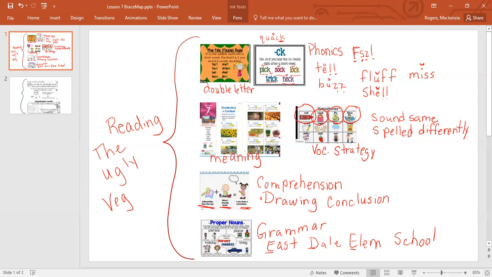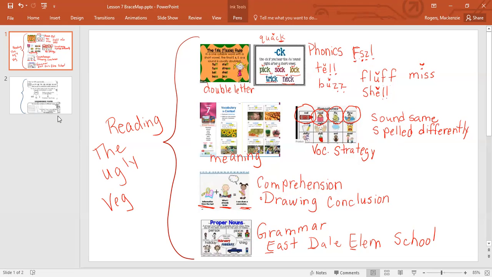So our focus skill is the FSZL rule, FSZL double after a short vowel, using CK at the end of a word when we have a short vowel in the middle. We have our target vocabulary. We're going to talk about homophones. Comprehension, we're going to practice drawing conclusions using what the author gives us and what we know. And proper nouns, using capital letters for special nouns.